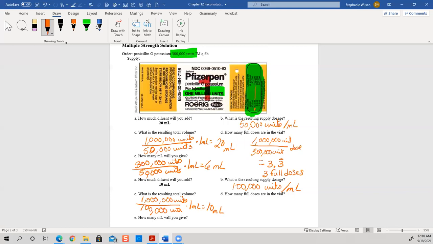And now we're going to see how many full doses we get. Well, we're going to take that 1 million, right, and then we're going to divide that by our order.